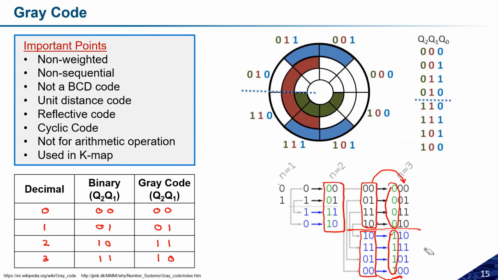Doubt is clear about the reflective? Who asked this question? Okay. So this is how the reflective code works. Still if there is doubt, you need to acknowledge whether you are getting the answer or not.